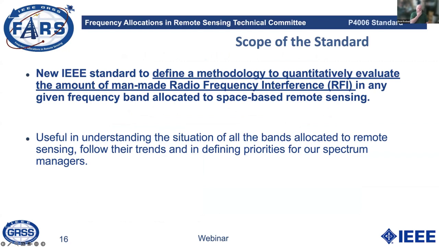You can see that we'll define a methodology to quantitatively evaluate the amount of man-made or anthropogenic radio frequency interference in any given frequency band allocated to space-based remote sensing. So that is going to be the scope. It'll be useful in understanding the situation of all the bands allocated to remote sensing and to follow their trends, and defining priorities for our spectrum managers so that they can also look at this from a regulatory perspective as well as an operational one.